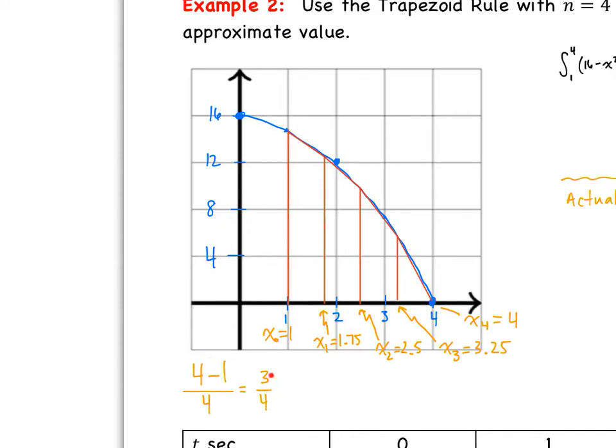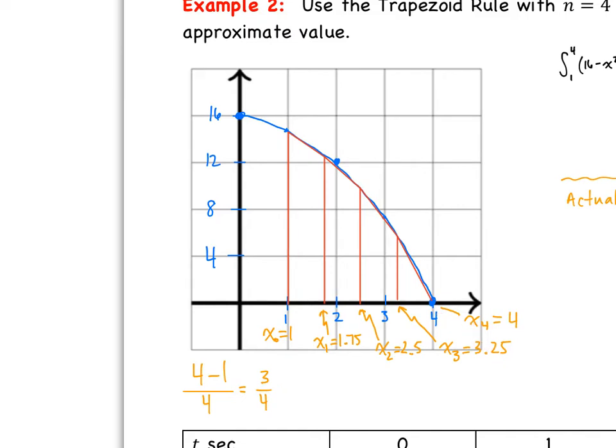So to figure out what each delta x is going to be, we're going to take our interval, 4 minus 1, divided by n, and we get 3/4. So that helps me go ahead and draw in my trapezoids. So delta x is going to be 3/4. So if I start at x equals 1, and I add 3/4 to it, my next x1 is going to be at 1.75, and I drew that vertical line to represent one of the bases of the trapezoids. Adding 3/4 to that, we're at x2 is 2.5. Adding 3/4 to that, x3 is 3.25, and adding 3/4 to that, we'll get x4 to be 4.